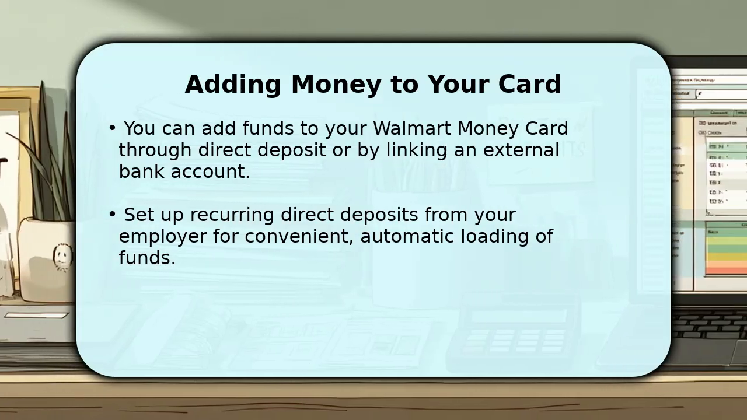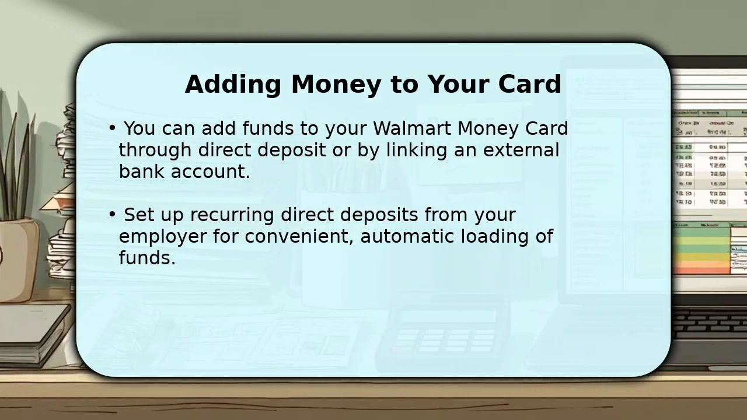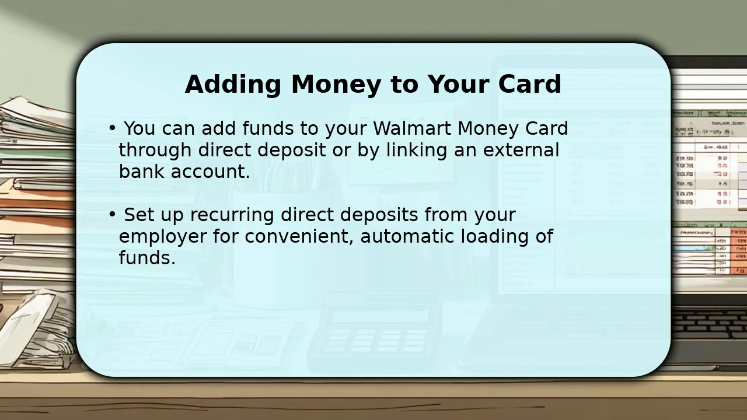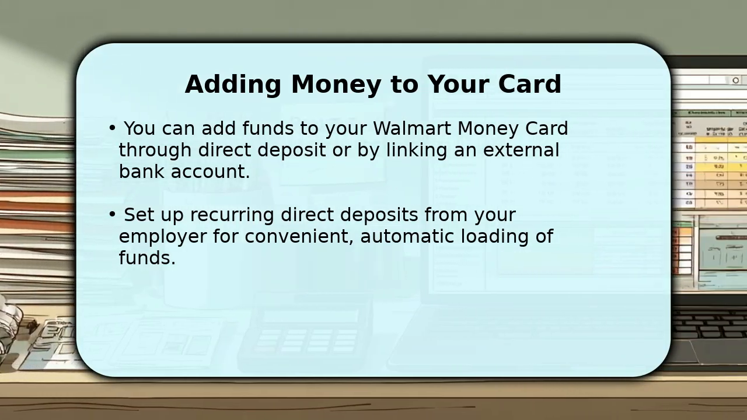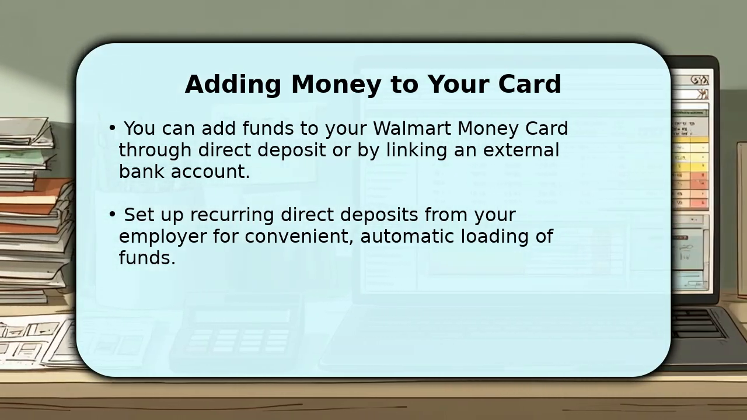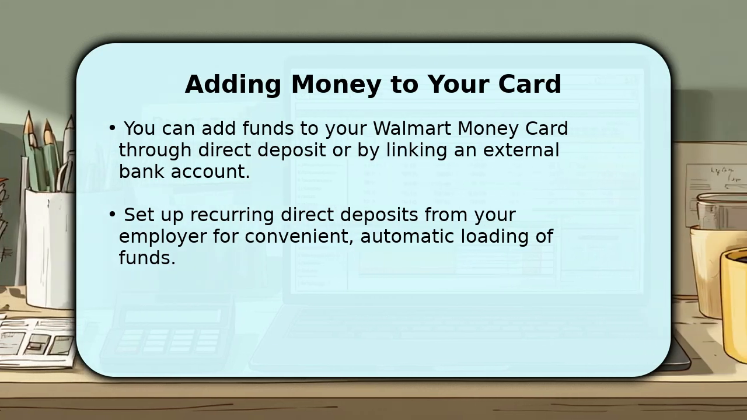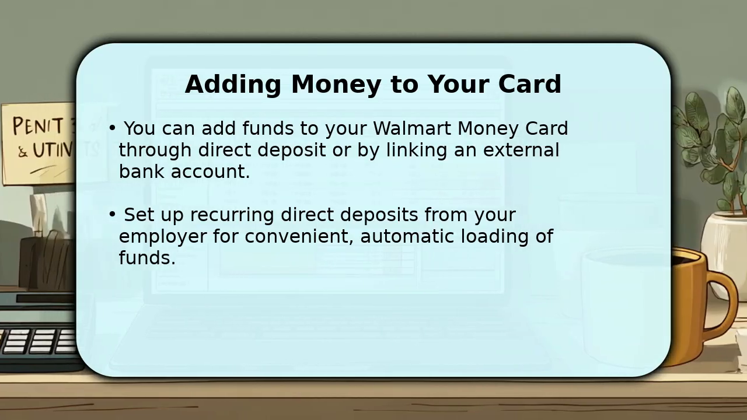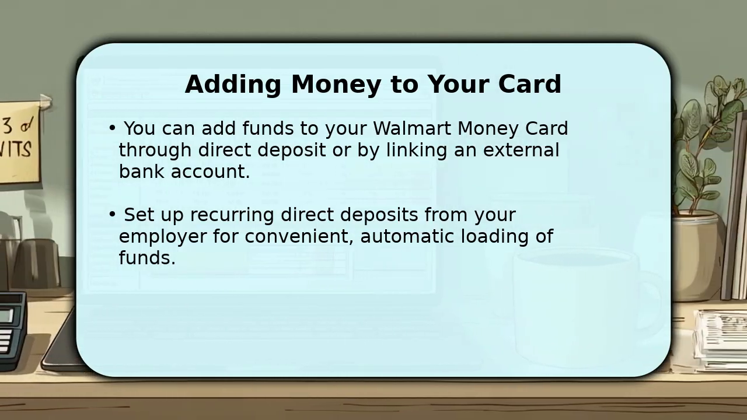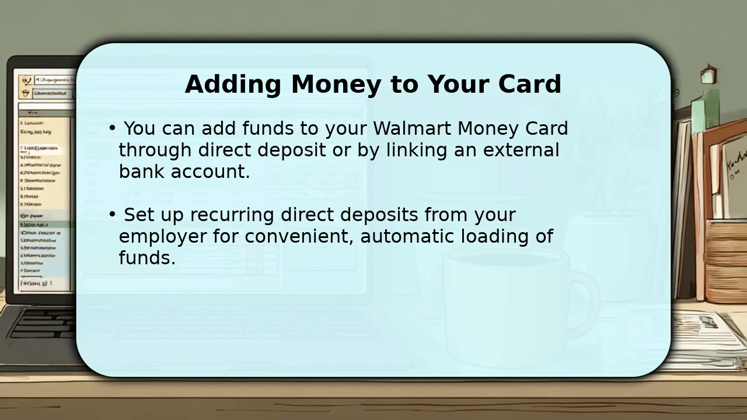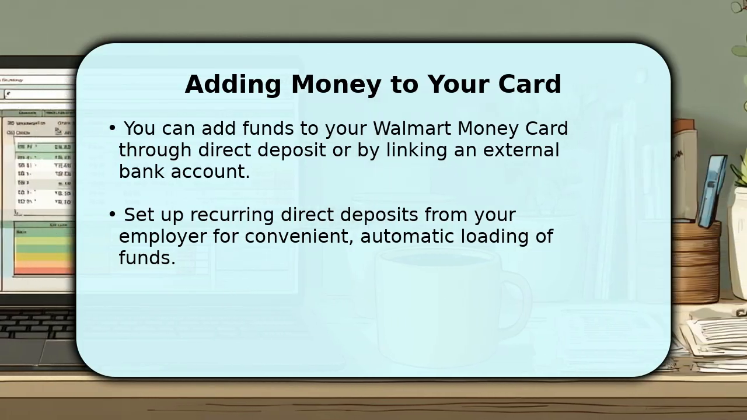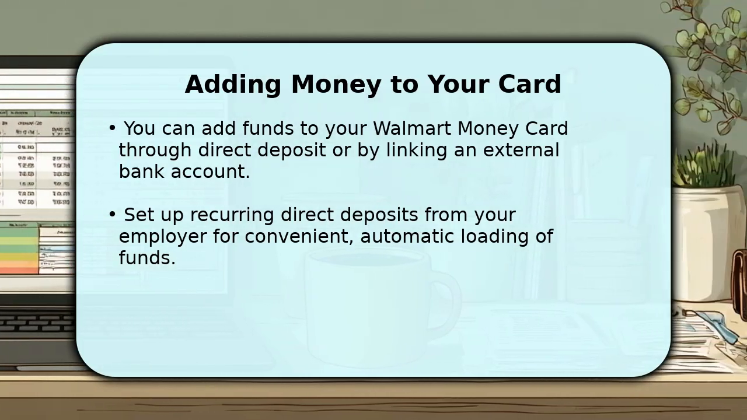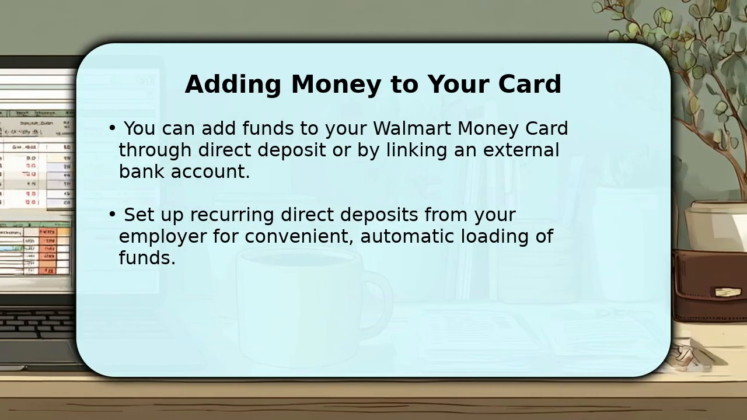Adding money to your Walmart Money Card is straightforward using the online platform. You have several convenient options, including setting up direct deposit from your employer or transferring funds from a linked bank account. Simply follow the on-screen instructions to initiate a one-time transfer or schedule recurring deposits. This flexibility ensures your card always has funds when you need them, providing a reliable way to manage your finances.